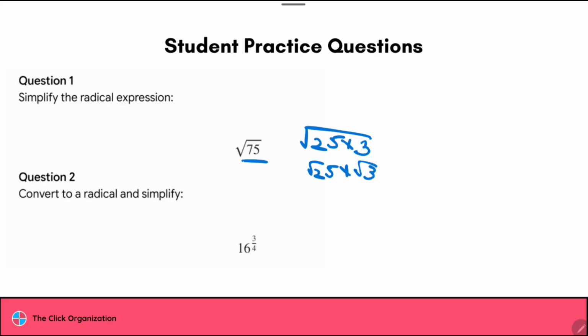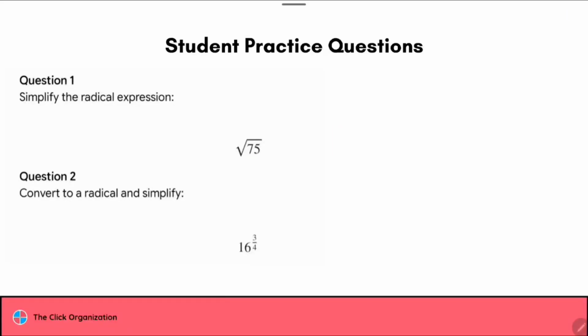Since 25 is a perfect square, the square root of 25 simplifies perfectly into the whole number 5. The root 3 cannot be simplified any further, so it stays exactly as it is. Bringing it all together, the final simplified answer we have for question number 1 is 5 root 3. Now let's tackle question number 2.